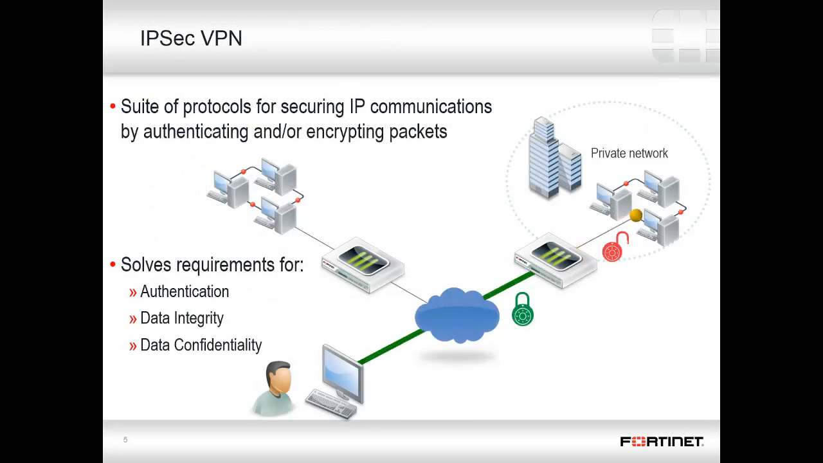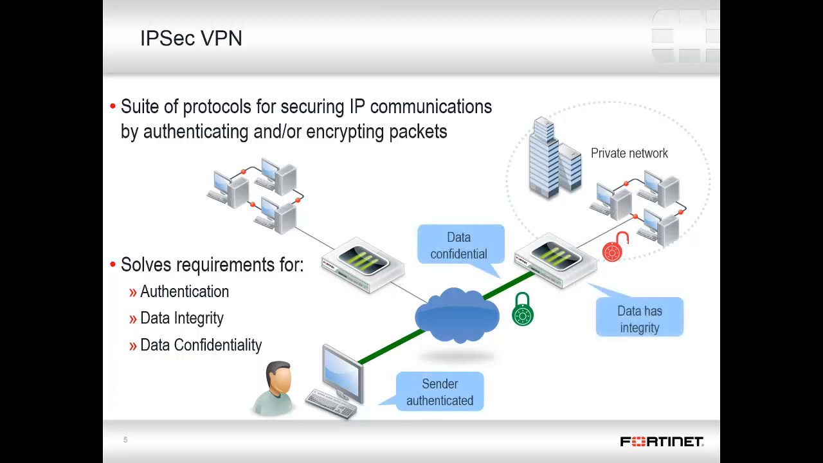One of the common ways of implementing a VPN is by using IPSec. IPSec is a set of standard protocols used for authentication and encryption. It meets the following requirements: authentication to verify the identity of the sender, data integrity to prove that the data has not been tampered with as it travels across the network, and data confidentiality to ensure that the data is unreachable to everyone except the intended recipient.